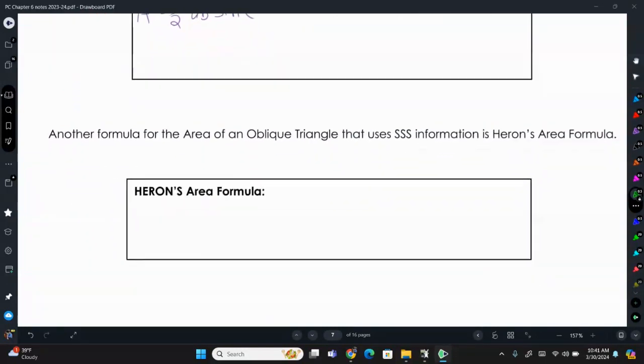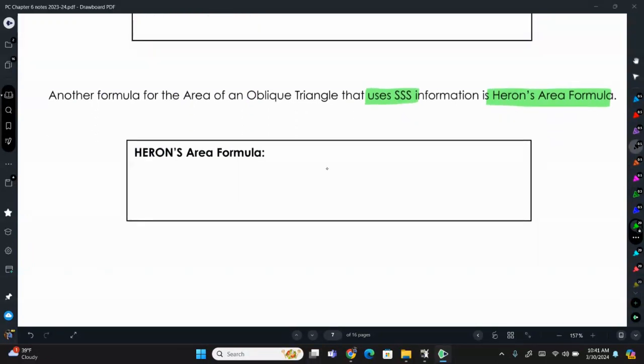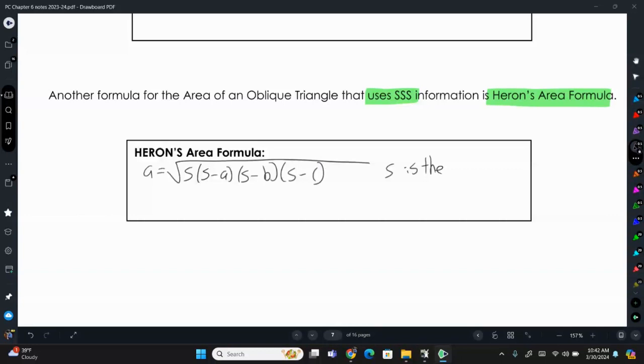Now, if you only know all three sides and no angles, we can use Heron's area formula. And what that is: the area is equal to the square root of S times S minus A times S minus B times S minus C. And S is the semi-perimeter.